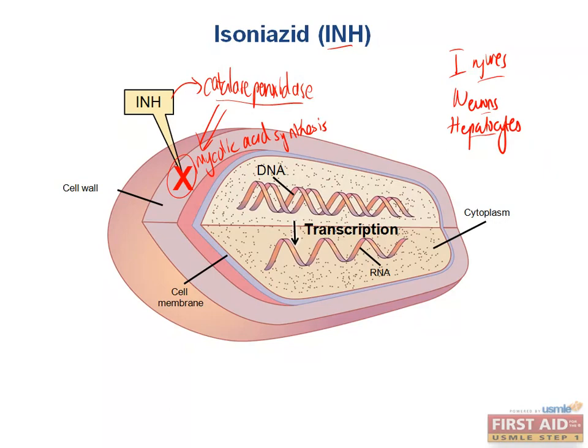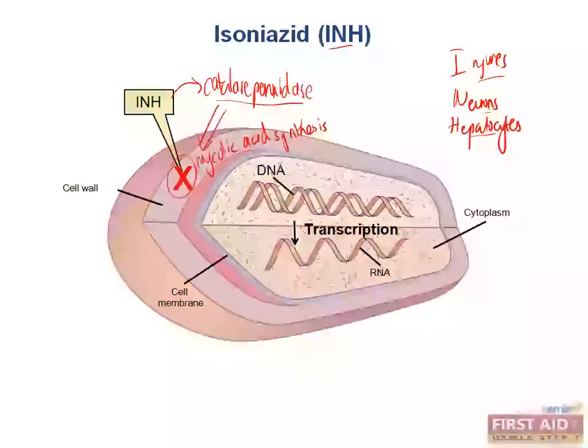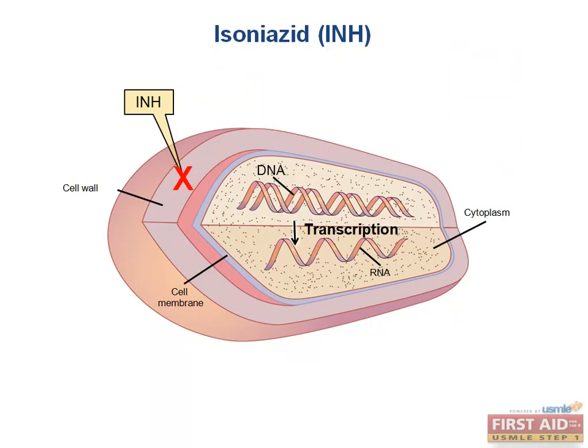If you don't remember what lupus is, refer to rheumatology for a better description. Also remember that isoniazid inhibits cytochrome P450. It's easy to remember because isoniazid will inhibit P450.